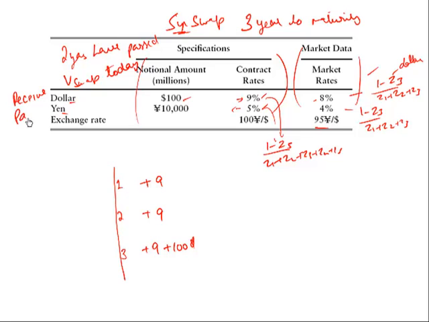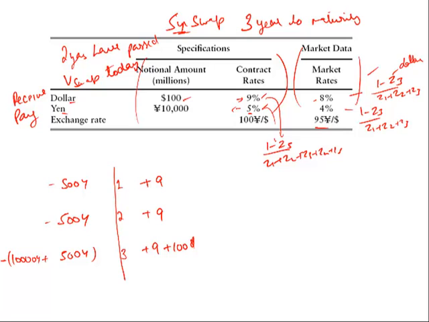If we receive dollar, then we automatically pay yen. This has already been contracted. So we will pay 5% of 10,000 million yen, that is 500 yen at the end of year 1, 500 yen at the end of year 2, and 500 yen plus 10,000 is what we will pay, because we must have borrowed 10,000 yen and given $100. So we are receiving the dollars and we are paying the yen. So these are the cash outflows, these are the cash inflows.